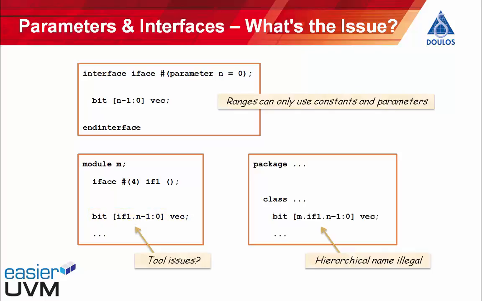We may also want to access parameters used in interfaces from our class-based verification environments. And there we hit an even more severe issue, which is that in SystemVerilog it's simply illegal to write hierarchical name references within classes within packages. You just can't do it. So we really need a better solution.